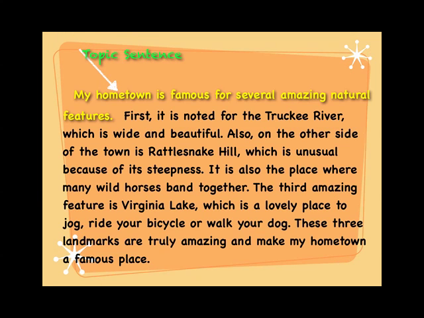Here's an example in a paragraph. First, the topic sentence. My hometown is famous for several amazing natural features. So we know that the author is going to write about something in their hometown. Amazing natural features, topic sentence.